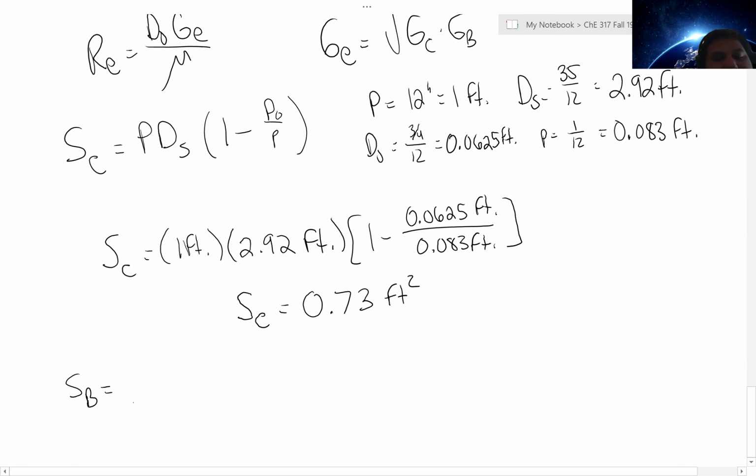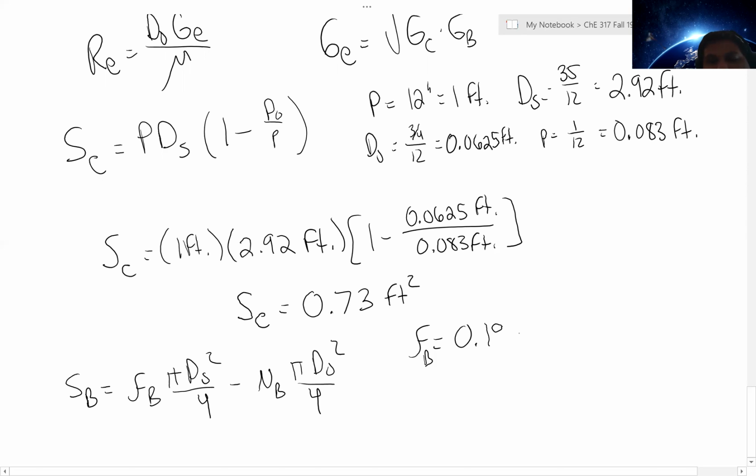S_B is equal to F_B times pi D_S squared over 4 minus N_B times pi D_0 squared over 4. For this problem, with the 25% baffle cut, F_B is about 0.1955, which means N_B is equal to 828 times 0.1955. So we get about 162 tubes.